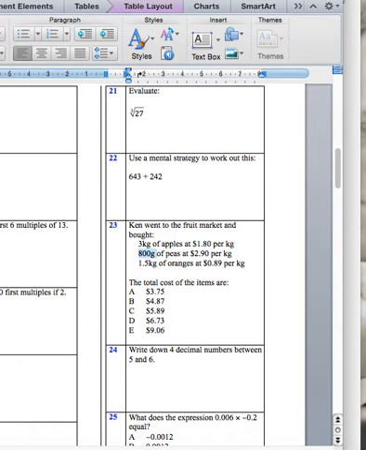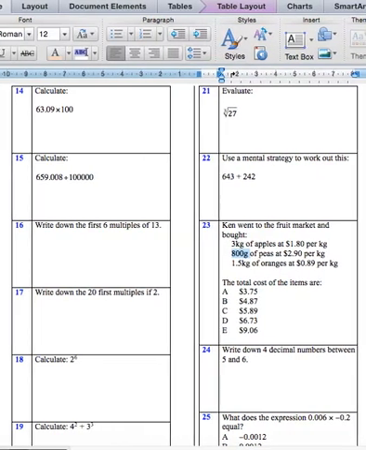So you'll have to change 800 grams into kilos, okay? And we know there's 1,000 grams in 1 kilo. So try and work out how you'll turn 800 grams into kilos. It will involve a decimal. But let's do the first one. So we've got to multiply basically everything. So we've got 3 kilos of apples.